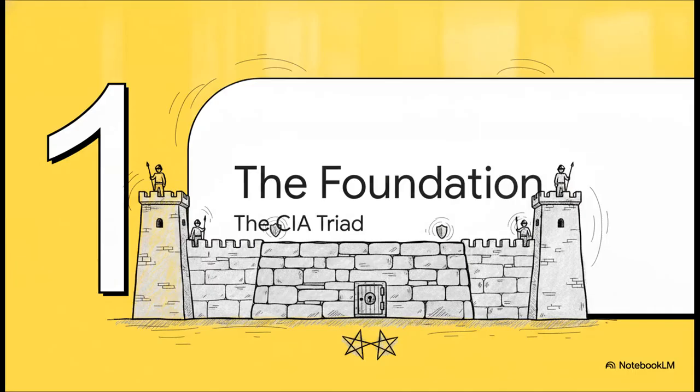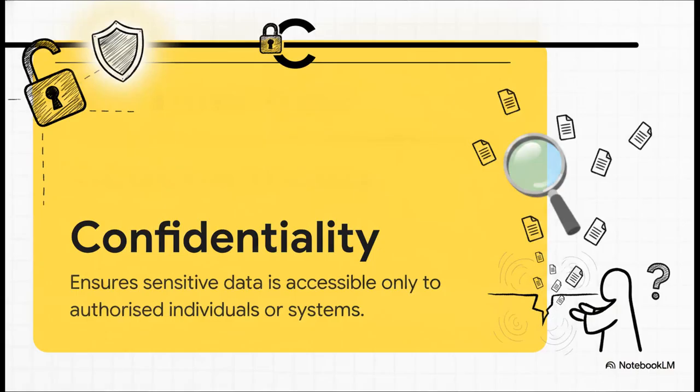Part 1, the foundation. We're talking about the unbreakable CIA triad. Okay, let's dive into this. The C stands for confidentiality. It's exactly what it sounds like. Making sure your sensitive data is only accessed by the people or systems who are actually supposed to see it. Out of the whole triad, this is the one attackers go after the most. Why? Well, because they want your data. If confidentiality fails, you've got a data leak on your hands.